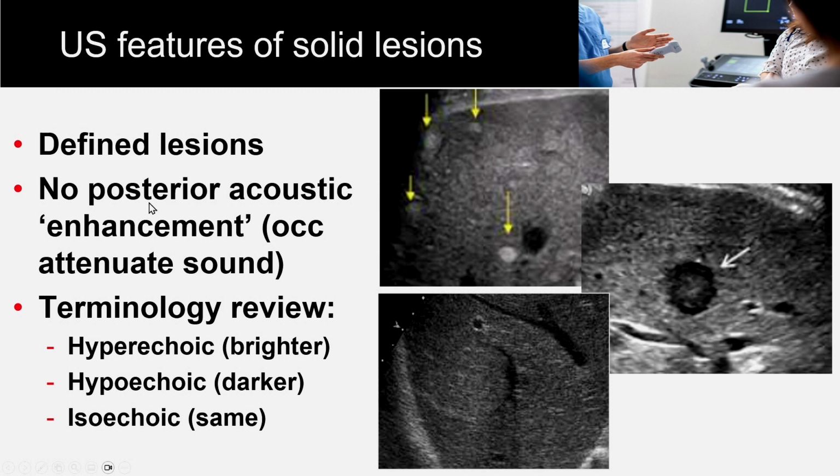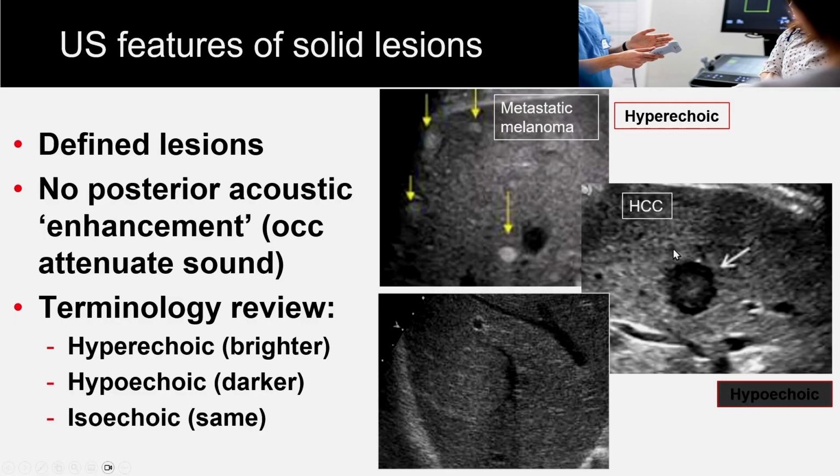They don't have the posterior acoustic enhancement. In fact, you'll see a little bit of shadowing here from sound attenuation. So you will not have that posterior acoustic enhancement typically, unless it's a cystic lesion, right? Solid lesions won't have it. And again, this is an example of a patient with metastatic melanoma with multiple hyperechoic metastases. This is a patient with HCC, hepatocellular carcinoma, in a cirrhotic patient that is hypoechoic. And this is a young woman who has a benign focal nodular hyperplasia that is really just hiding itself in the normal liver parenchyma. It is isoechoic to the liver.